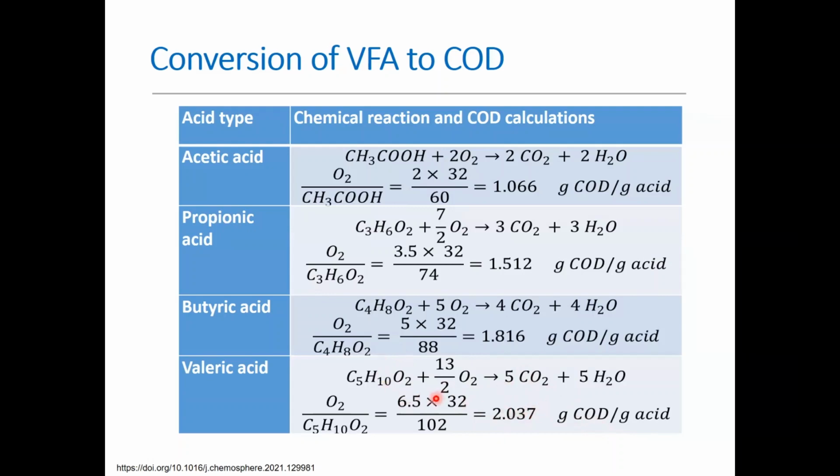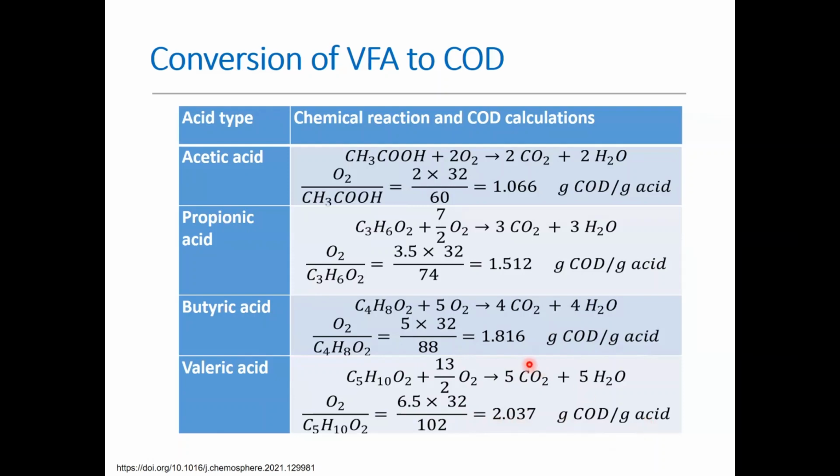Okay, so in this case, we just converted the VFA to COD equivalent. And of course, you also have to know that isobutyric and isovaleric will be similar to butyric and valeric acid respectively, which means that for isobutyric you also have a conversion factor of 1.816 gram COD per gram of isobutyric acid. And for isovaleric acid, you would also use 2.0637 gram COD per gram of isovaleric acid.